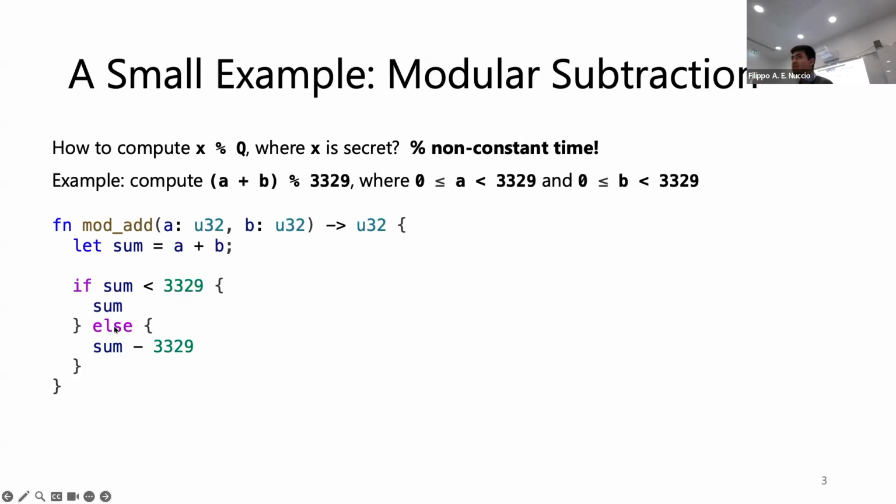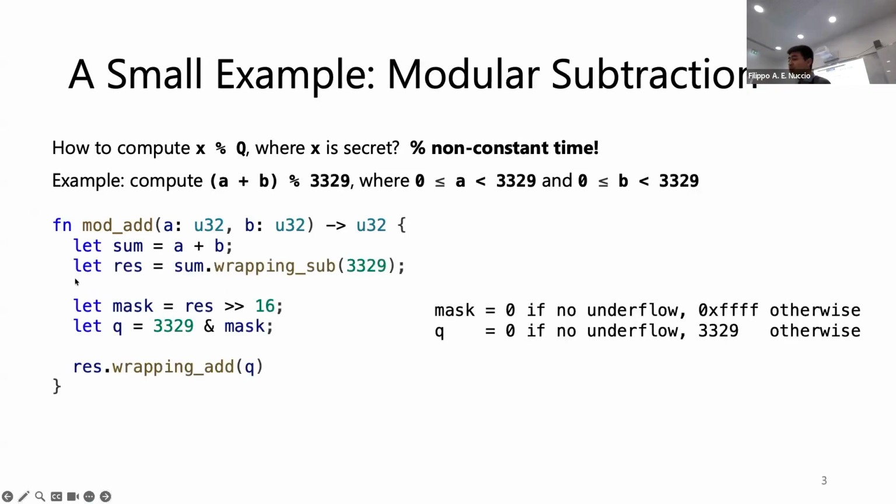Now, we can't use an if-then-else here, because if-then-else, like the modulo, is non-constant time. So we need to find a different way. We need to implement a conditional subtraction in a constant-time way. So here's a way. The way it works is you eagerly subtract, and then you conditionally add 3329 back to cancel the subtraction if you did not need to do it in the first place. If you did not need to do it, you get an underflow. So this value here has a lot of ones on the left. In particular, it has at least 16 ones.